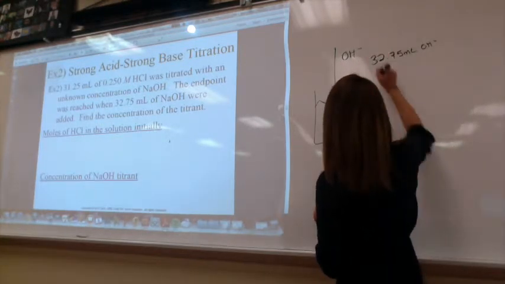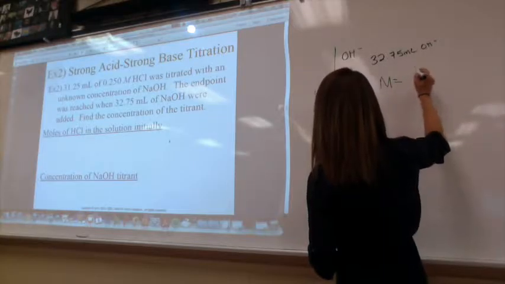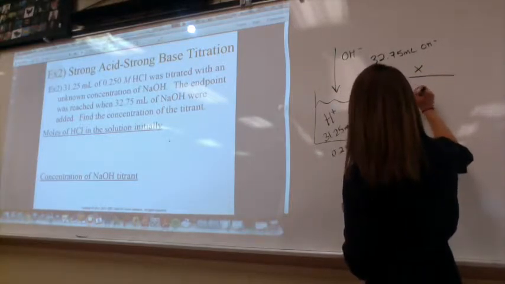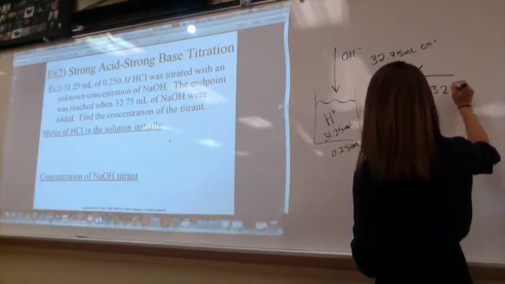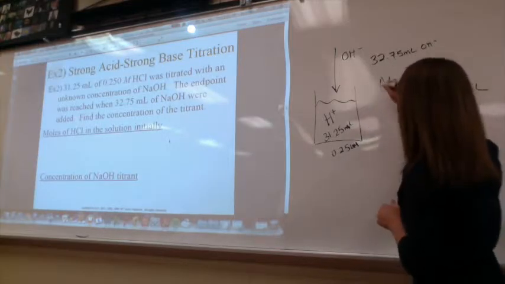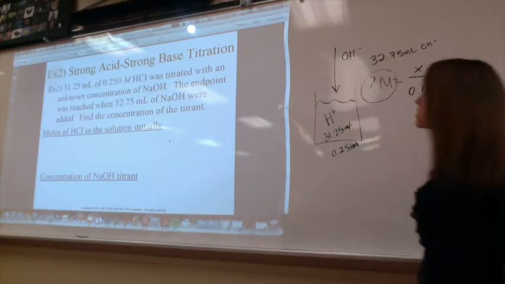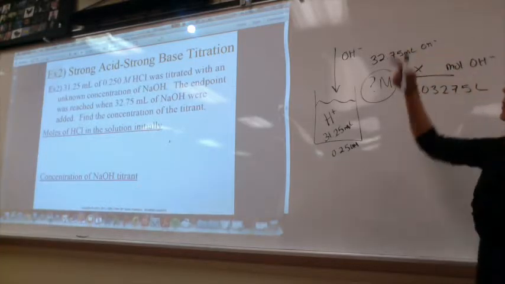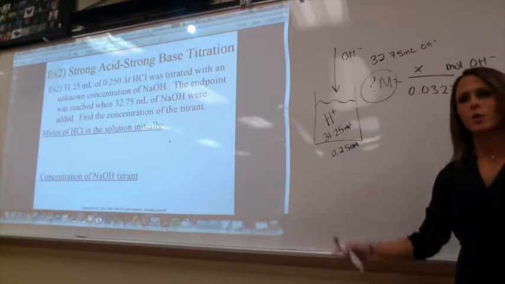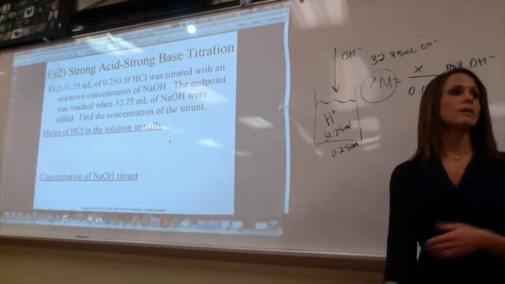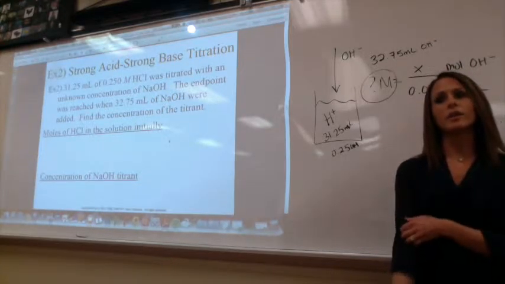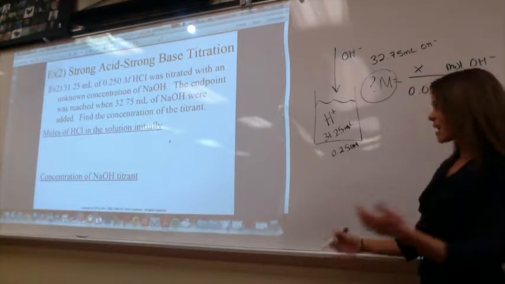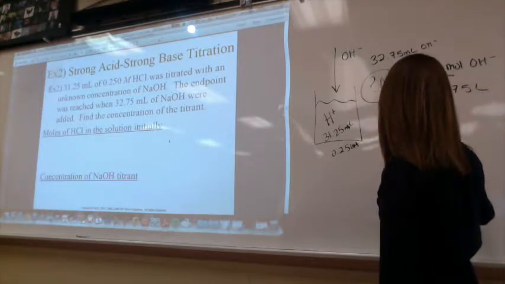So now I can find this. Molarity is going to be equal to X moles over 0.03275 liters. We're looking for this, right? So what piece do we need? Moles of? We need moles of base, right? That are going to go in when we reach the end point, which is like the equivalence point. So moles of base will have to be equal to what at equivalence? Of acid. That's what end point and equivalence point mean.